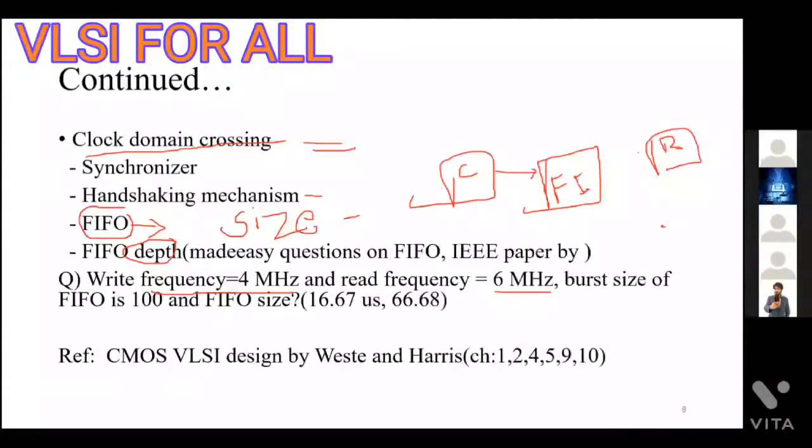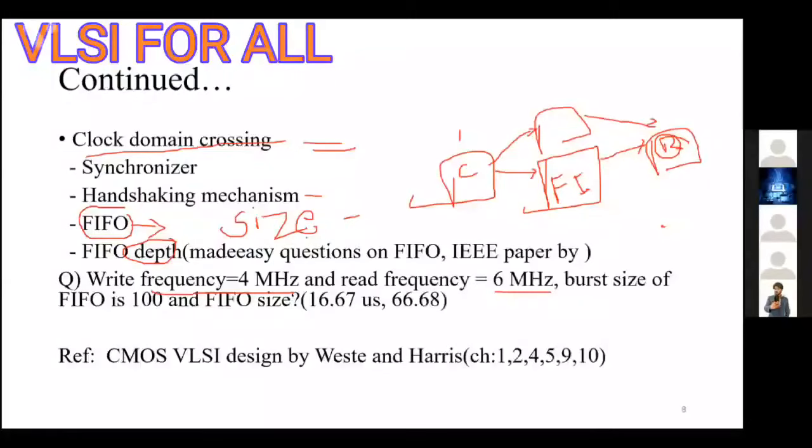Now, this FIFO is essentially required when the write frequency is higher than the read. In the given question, the write frequency is lower and the read frequency is higher. So we don't require a FIFO. Instead, we can use only a small register. One register is enough for this matching.